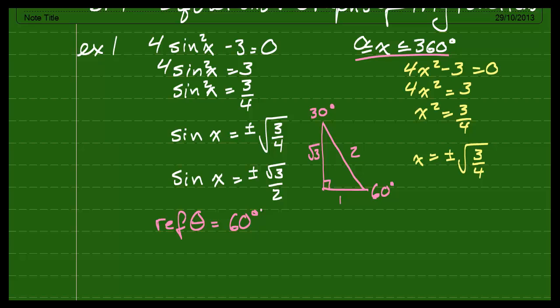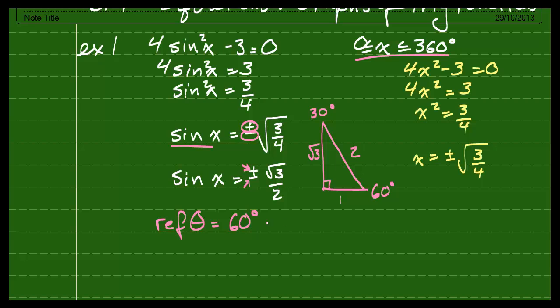Now, sine is positive in the first and second quadrant, and it's negative in the third and fourth quadrant. Okay, positive and negative. So that means we're looking at 4 different answers. 2 for the first 2 quadrants and 2 in the other 2 quadrants.